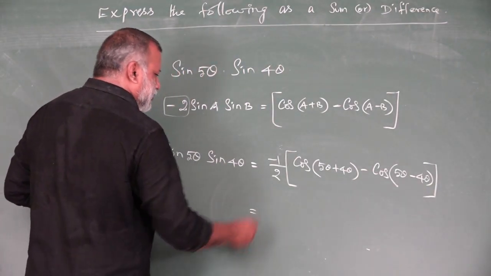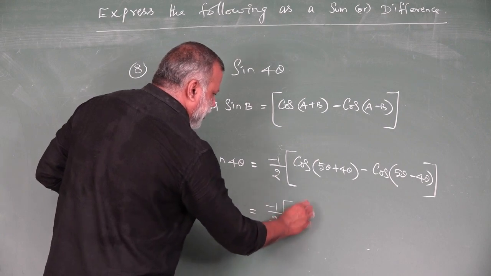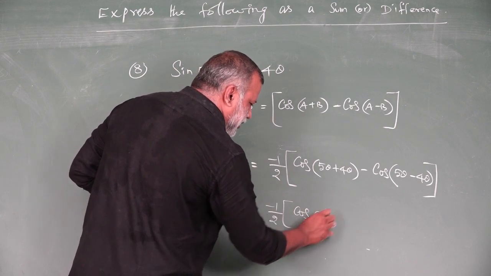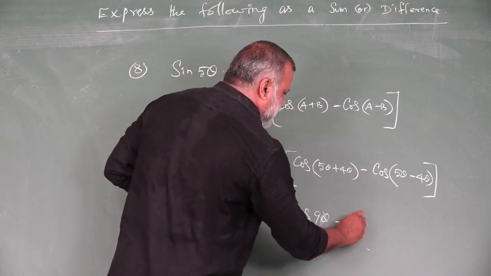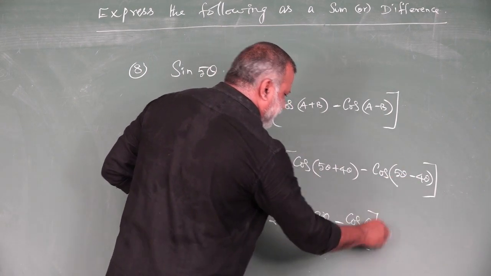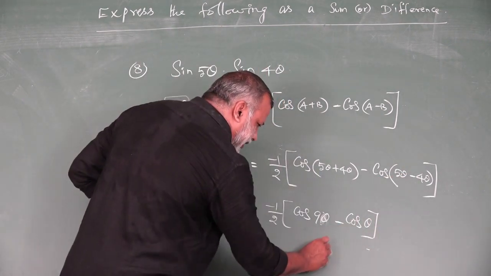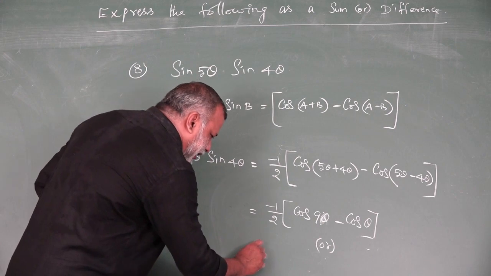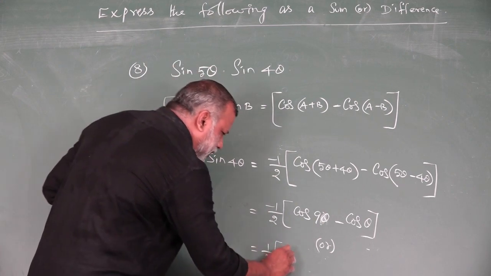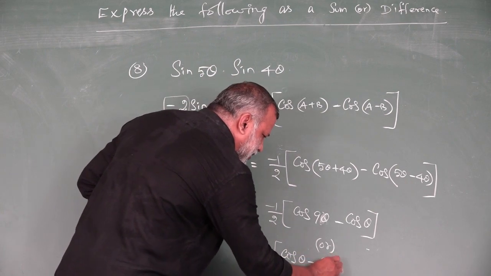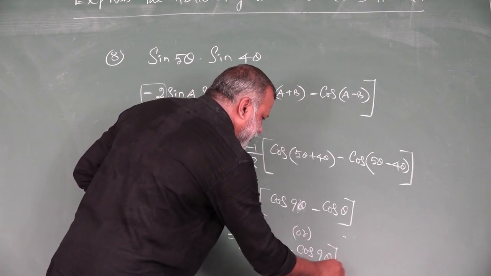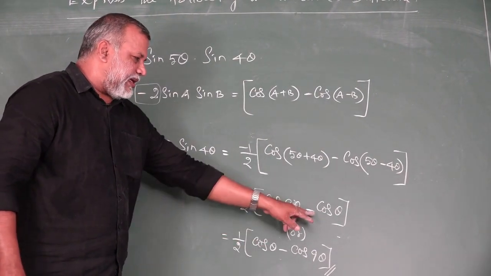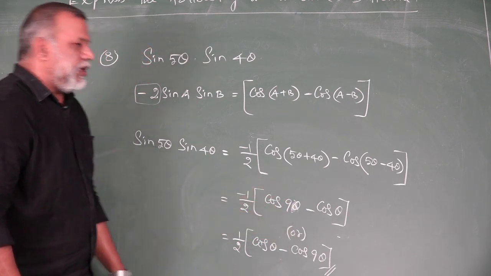So if you are simplifying, we can get minus half into cos of 4 plus 5, 9 theta. Again minus cos of 5 minus 4, we can get theta. Or you can write it like this also. If you multiply this negative inside, we can get the result like this: cos theta minus cos of 9 theta. You can write it like this also, both are the same. I am multiplying this negative inside, and we get cos theta, then cos of 9 theta.